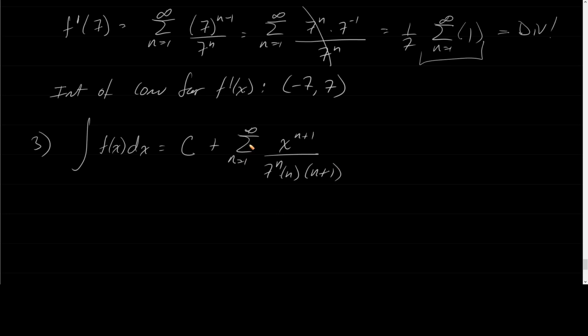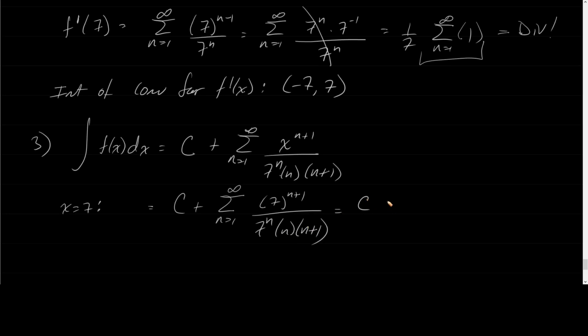And now, at this point, we're trying to figure out what happens when we plug in 7. Let's just say for x equals 7, this is what's happening. C plus the series from 1 to infinity of 7 to the n plus 1 over 7 to the n times n plus 1. Cool. What is this going to give us?